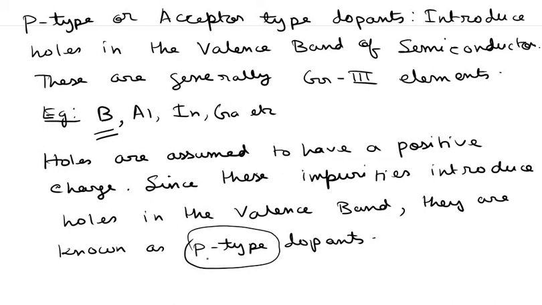Now an electron from the valence band has been excited to the conduction band, and the conduction band contains one negative charge. Now since everything is neutral, the valence band must have one positive charge. So the valence band has one hole, and that hole is assumed to have the positive charge. This is just a vacancy of electron, and holes are assumed to have positive charge. So that is why these are known as p-type dopants.